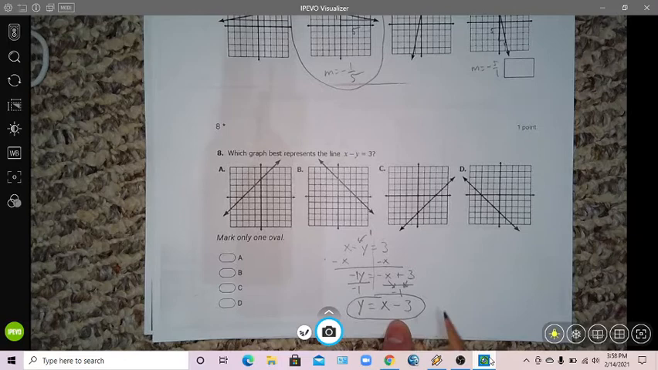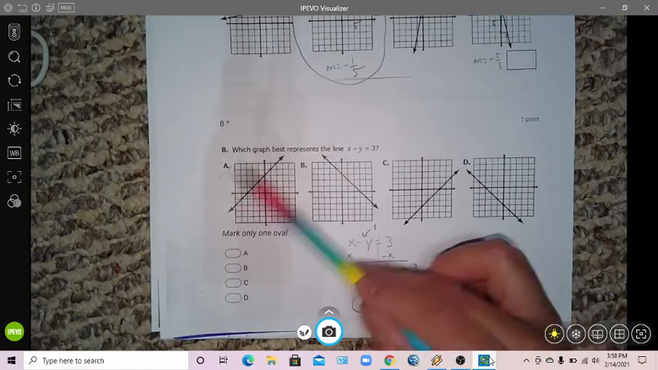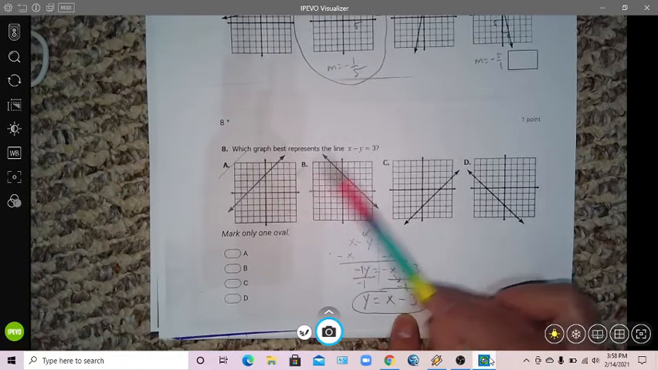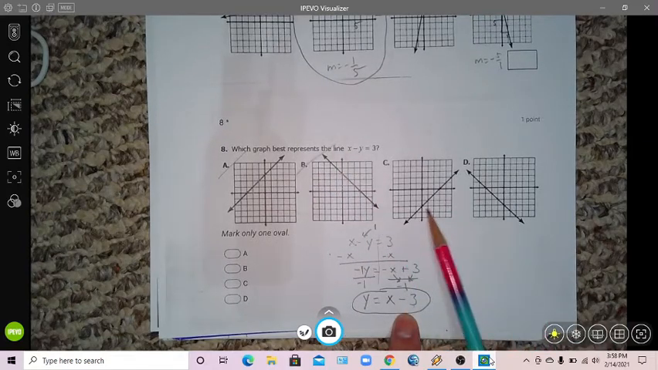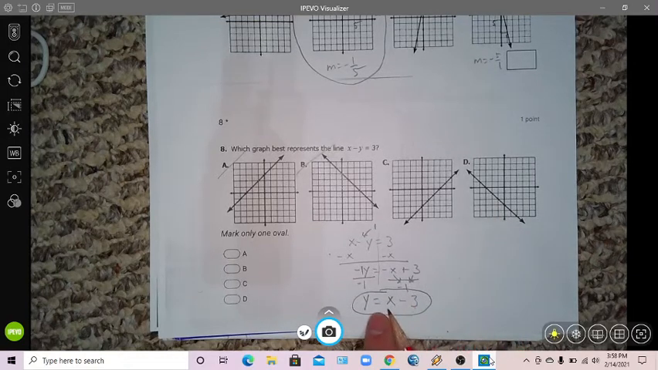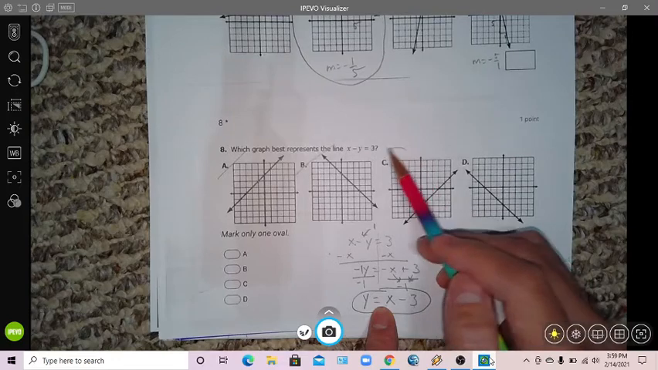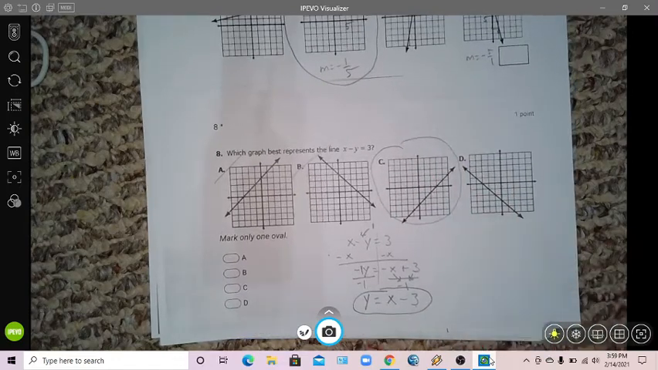Once I put this equation in y equals mx plus b form, the y-intercept's negative 3. Look at A, the y-intercept's positive 3. Look at B, the y-intercept's also positive 3. In C and D, the y-intercept's negative 3. The slope should be positive 1, so left to right, the line should be going up. So it's option C. D has a negative slope.